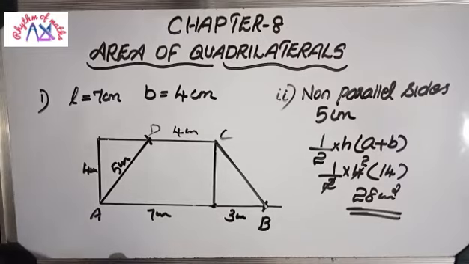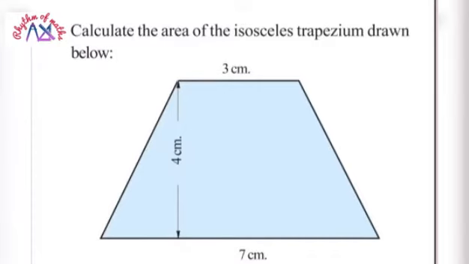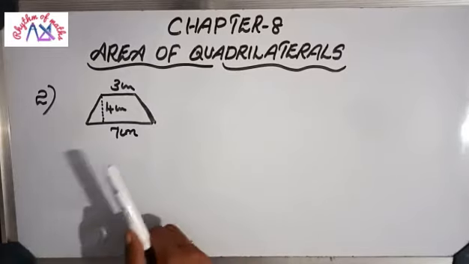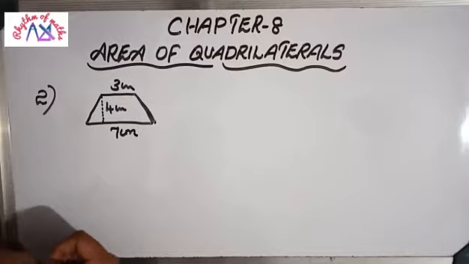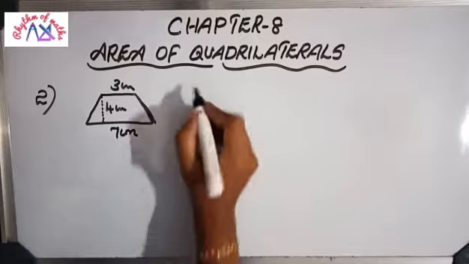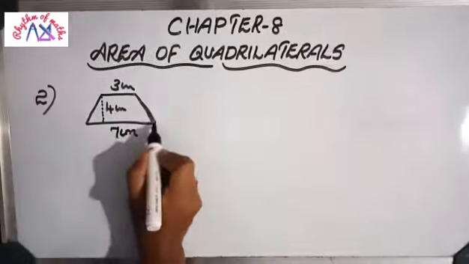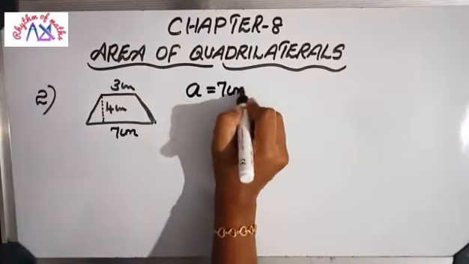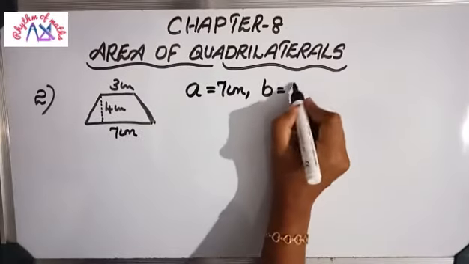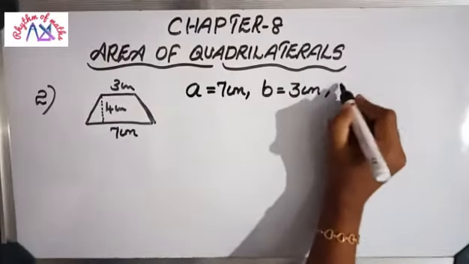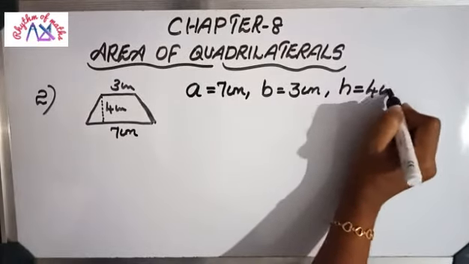Now let's do question number 2. Second question, calculate area of the isosceles trapezium drawn below. In this question, one figure of isosceles trapezium is given. We have to find area of this trapezium. So from the figure what we can write? 7 and 3. One we can consider as A and second we can consider as B, because they are parallel sides. This is one parallel side, this is second parallel side. So from this figure, A equal to 7 centimeter and B equal to 3 centimeter, and 4 centimeter is distance between these two parallel sides, that is h equal to 4 centimeter.